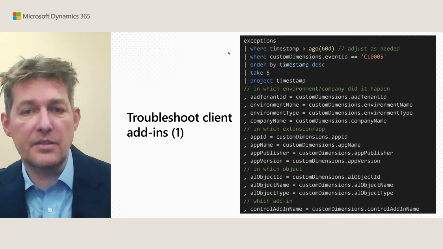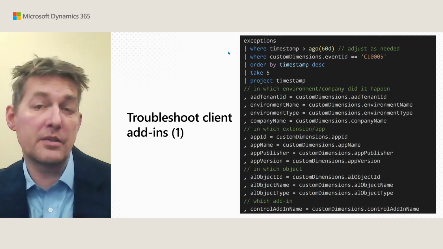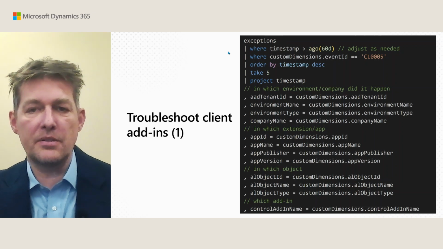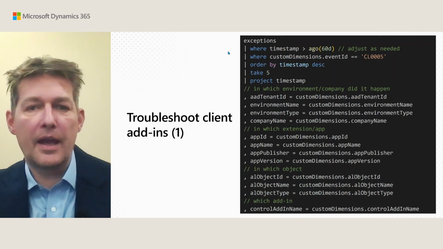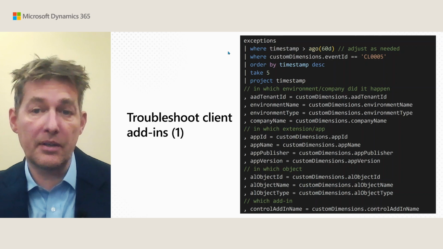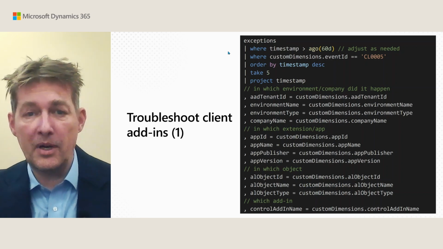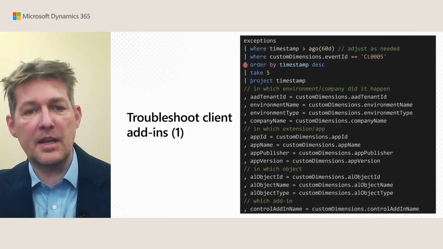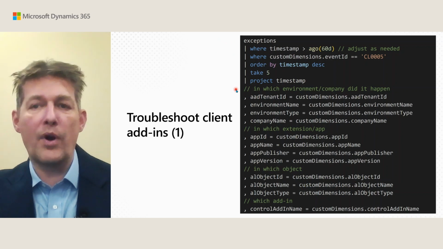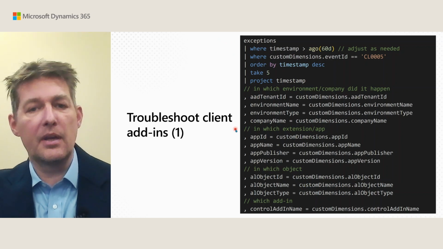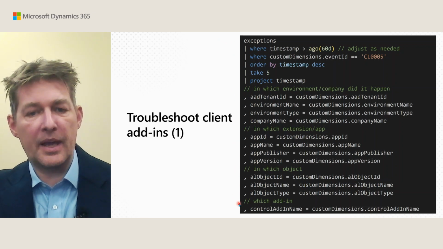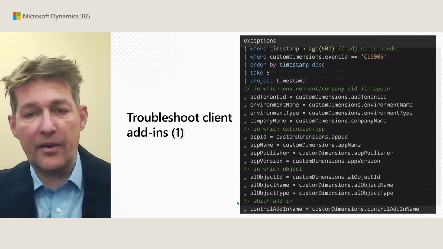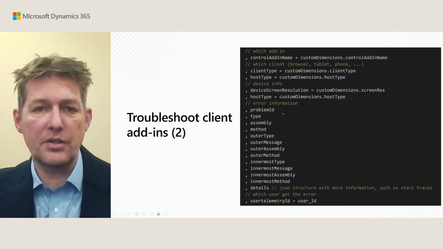So client add-ins today can be hard to troubleshoot because, as seen from the Business Central platform or client, a client add-in is basically just an embedded iframe. That's it. And then whatever happens in that iframe until now, the client wouldn't really know about, and you wouldn't know about any errors. But now you do. You can see an exception happening again, in which environment it happened, in which company, also from which app, in which object, and which add-in was throwing the error. And the actual errors are then in more custom dimensions here.